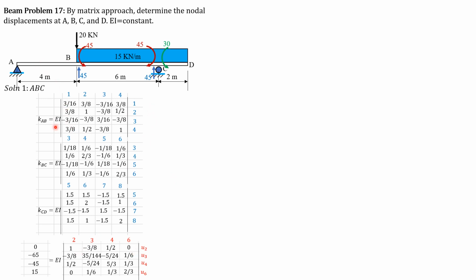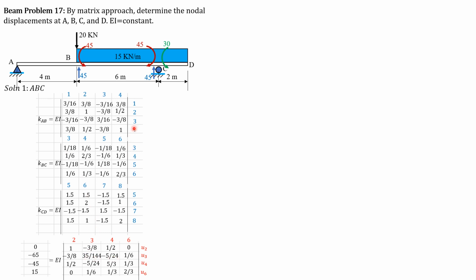Then 2, 2. Take note we consider only AB and BC. So 2, 2 is 1. 2, 3 is negative 3 eighths. 2, 4 is 1 half. 2, 6, there's none, so 0. Then we copy negative 3 eighths, 1 half, 0 because of the symmetrical structural stiffness matrix. Then 3, 3, we have 3 over 16 plus 1 over 18, so 35 over 144.